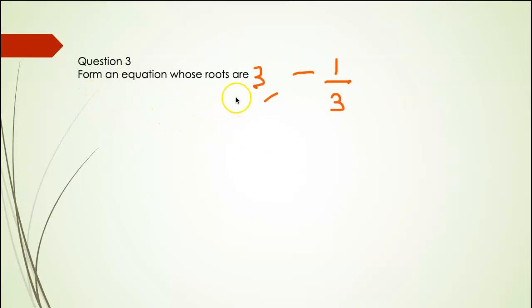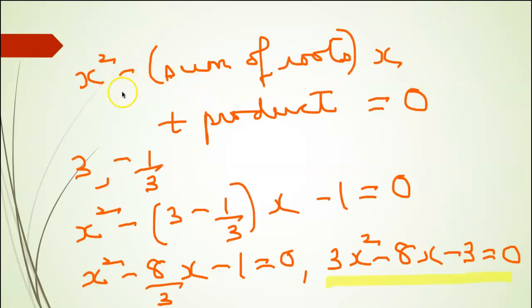Form an equation whose roots are 3 and minus 1 by 3. So that will be x squared minus sum of the roots, which is 3 minus 1 by 3, into x, and product of the roots is 3 into minus 1 by 3. So that is minus 1. So your equation is x squared minus 8 by 3 x minus 1 equal to 0, or 3x squared minus 8x minus 3 equal to 0.